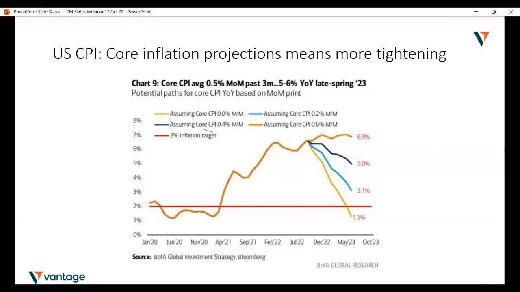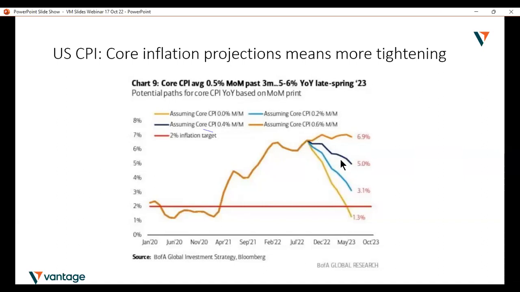Well, just before we actually look at the market reaction and just talk about that, you can see on this chart by Bank of America, again, don't want to get too complex, but they've told us that the core average has been 0.5% month on month over the last 3 months. So if we take that and extrapolate that, so extend that into the future, then they see core US CPI around 5 to 6%, sort of late spring next year. And then these different lines just show core moving 0.6% and continuing. So we'd be at nearly 7% still on an annual basis.